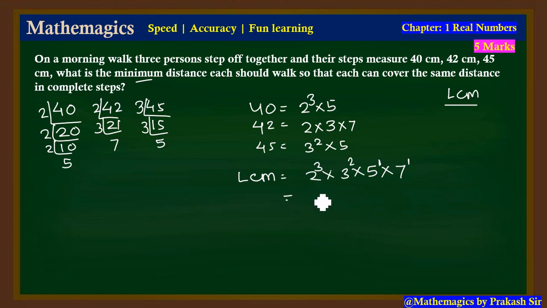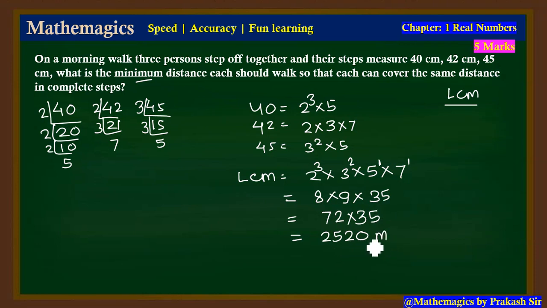So 2 to the power 3 is 8, 3 to the power 2 is 9, then 7 into 5 is 35. So here dear friends, 9 into 8 is 72, multiply 35 and it gives the answer. The answer is 2520. So the question is saying what is the minimum distance? So here we can say that the minimum distance is 2520 centimeter. The question is regarding the centimeter, that's why the answer will also come in centimeter. Distance each should walk so that they can cover the same distance in complete steps.